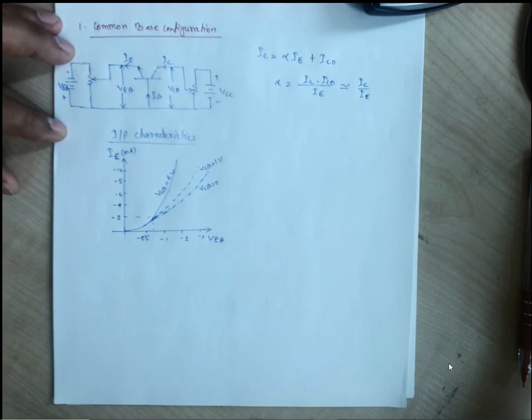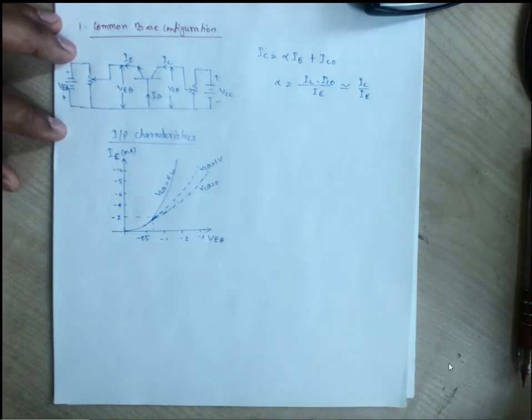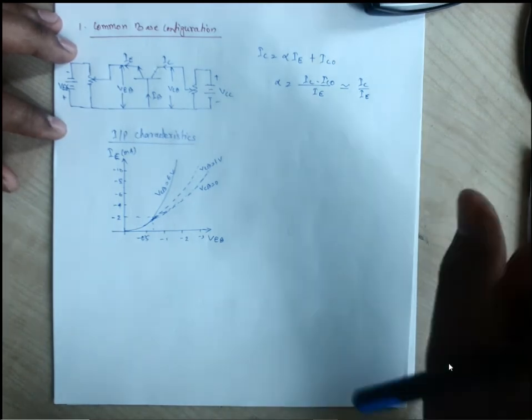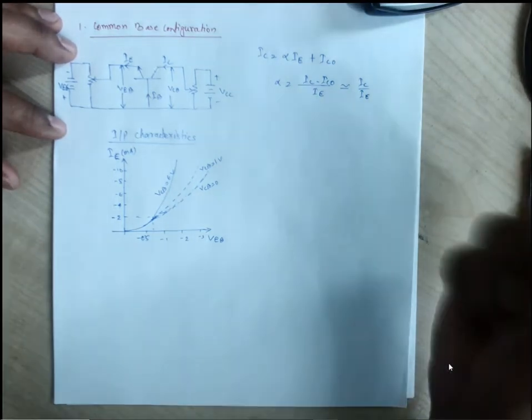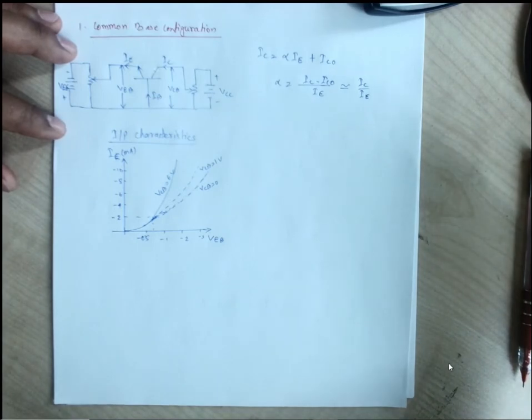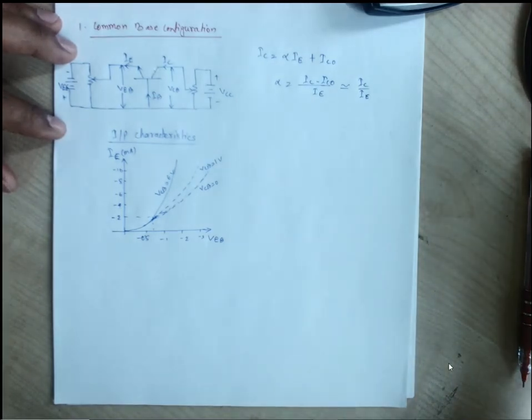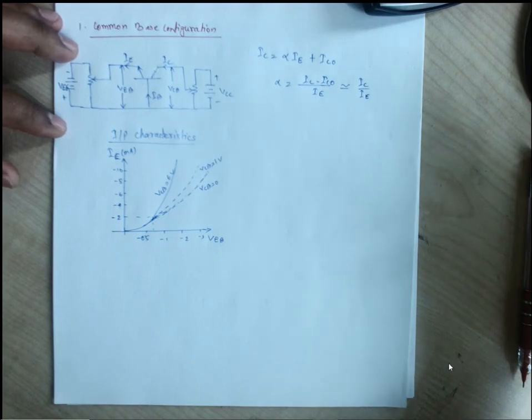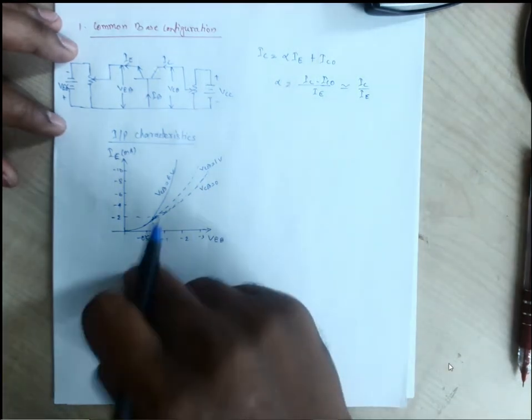Like this. So with the increase in VCB, it conducts a little better, although the effect is not very significant, because the large collector to base current causes the depletion region at the collector base junction to penetrate deeper into the base region, thus reducing the distance and the resistance between the emitter base junction and collector base region. So this is about the input characteristics.